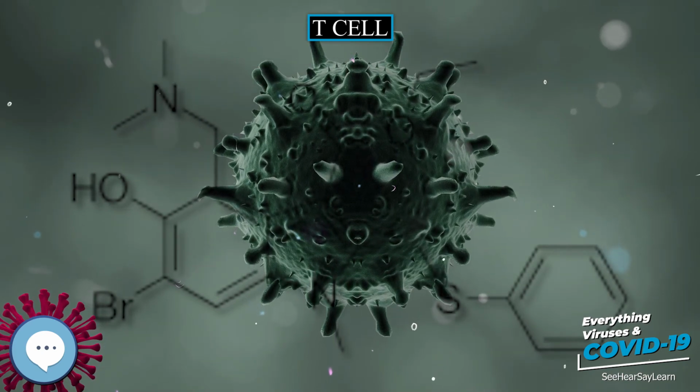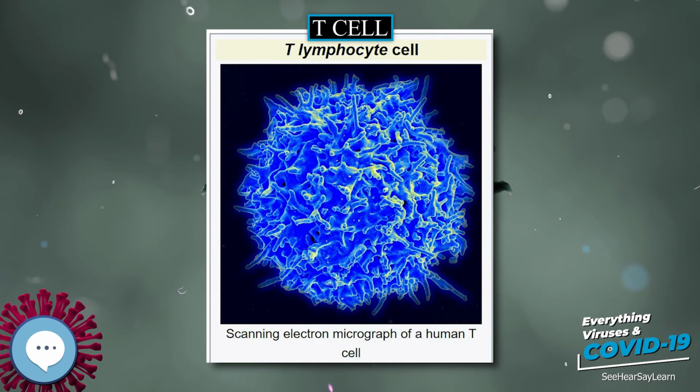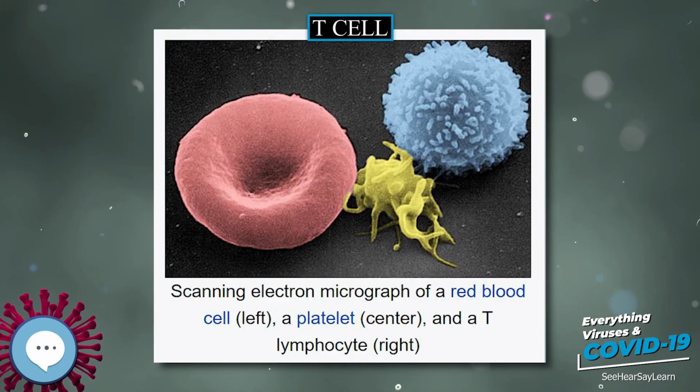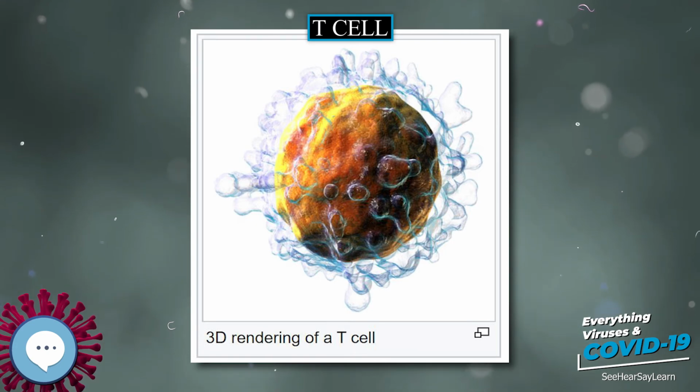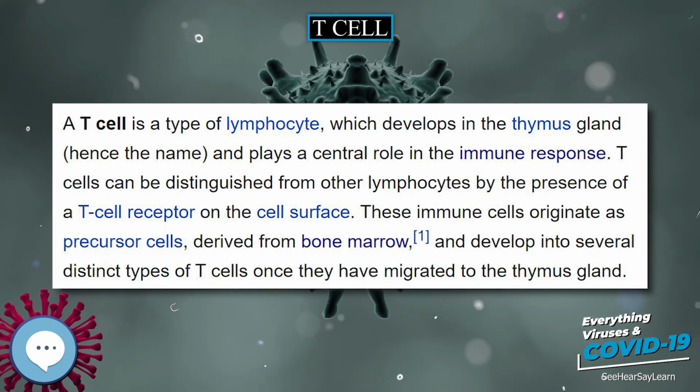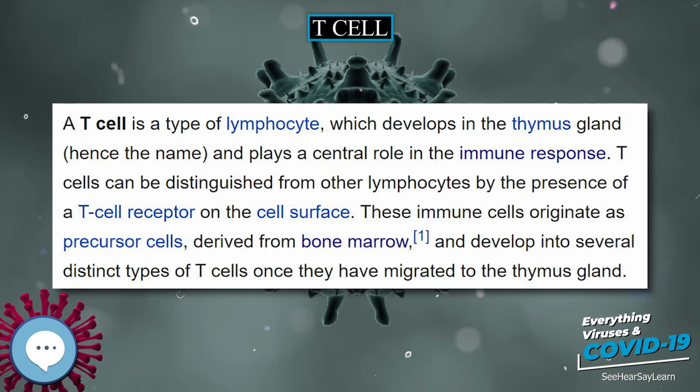MHC is restricted to so-called professional antigen-presenting cells, like dendritic cells, B cells, and macrophages, to name a few. The peptides presented to CD8 plus T cells by MHC class I molecules are 8 to 13 amino acids in length. The peptides presented to CD4 plus cells by MHC class II molecules are longer, usually 12 to 25 amino acids in length, as the ends of the binding cleft of the MHC class II molecule are open.